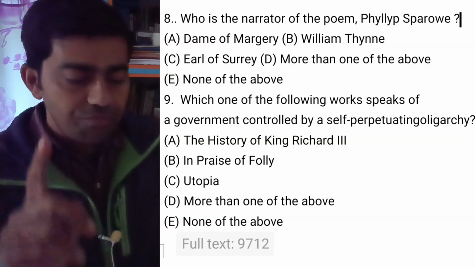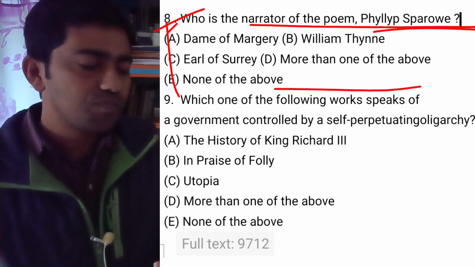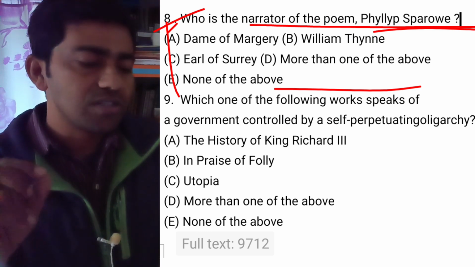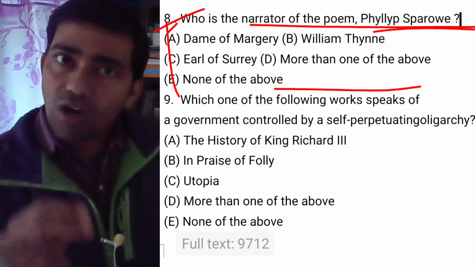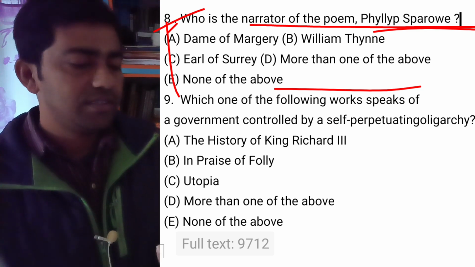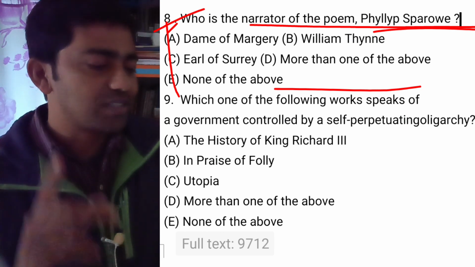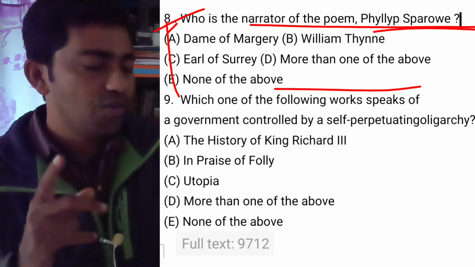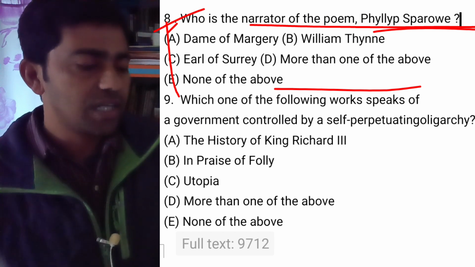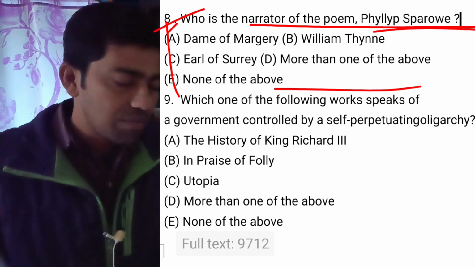Who is the narrator of the poem Philip Sparrow? Philip Sparrow is a poem by a post-Chaucerian poet. So here are the options: Dame Margery, William Thynne, Earl of Surrey, more than one of the above, none of the above. Okay, question number 9.